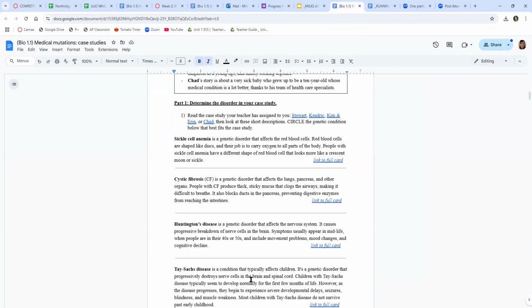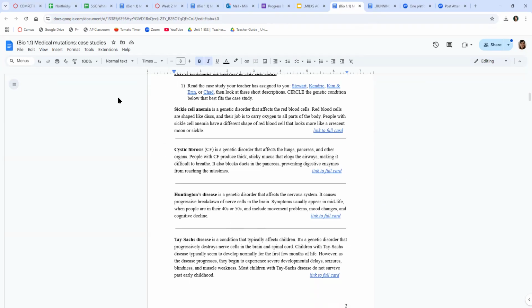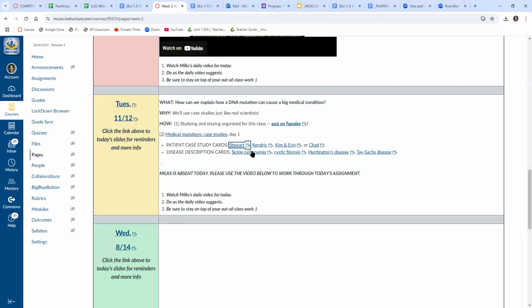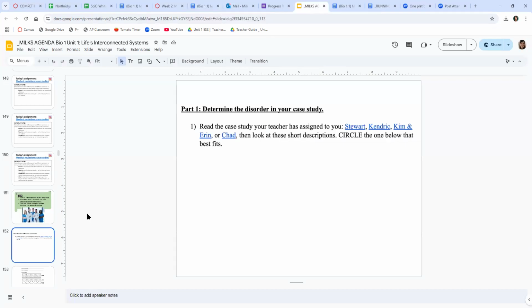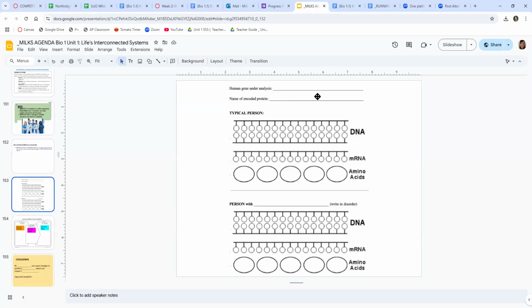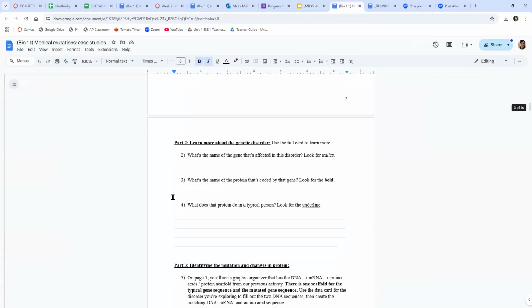After that, you're going to look at your paper and see these 4 descriptions, and you're going to circle the genetic condition below that best fits the case study. Once you've got it matched up, you can go to Canvas and click on the disease description card that matches the thing that you were looking at, and you'll be able to go through and eventually be able to fill this out with that information. So the assignment's going to move you through an assignment where you're going to write this and look at the card for what it tells you to do. Again, there's some hints about the formatting you're going to use.